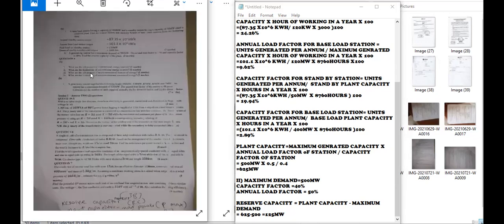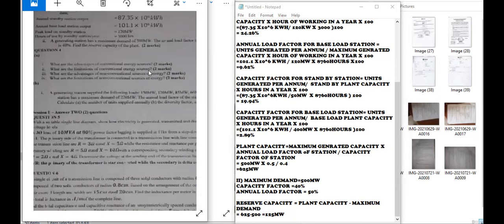Next, they say limitations of conventional energy sources, the same thing as disadvantages. It does not replenish itself as it's being consumed, and that is a very big problem. Since it cannot replenish itself, it gets exhausted easily. And then the pollution aspect, it generates a lot of pollution. Another thing, they will ask, what are the advantages of non-conventional? Those are plenty. It can replenish itself as it's being consumed. That means it's abundant, clean, environmentally friendly, and it can be accessed anytime, anywhere. It's free.